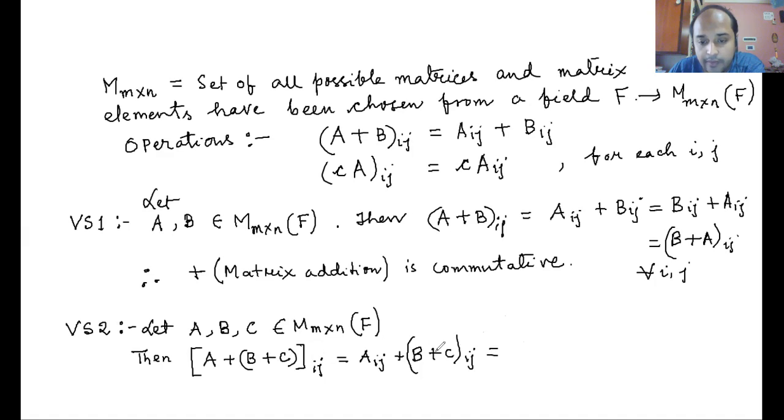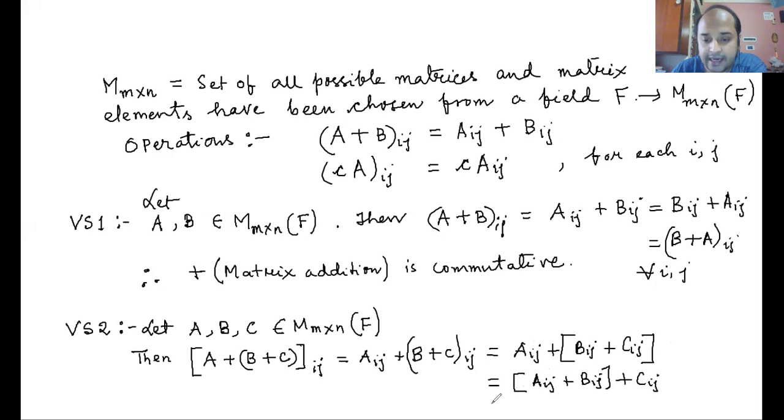And now I can break this by the above definition. So I can write it as Aij plus Bij plus Cij. All these elements Aij, Bij, Cij are numbers. So I can associate the two numbers Aij and Bij together and keep Cij separate. And that actually is equal to A plus B, ij plus Cij. And this can be written as A plus B plus C, ij.